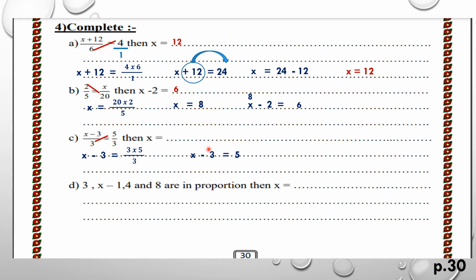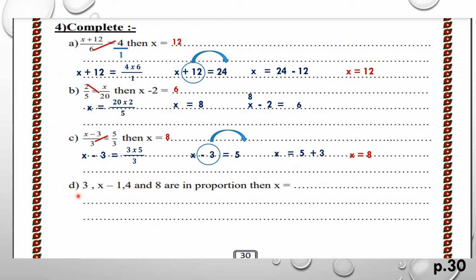Now, it's time to get rid of this minus 3. How can I get rid of it? Take it to the other side with the opposite sign. This minus 3 will be plus 3. So, x equals 5 plus 3. If we calculate 5 plus 3, the result will be 8. So, x equals 8. This is my final.